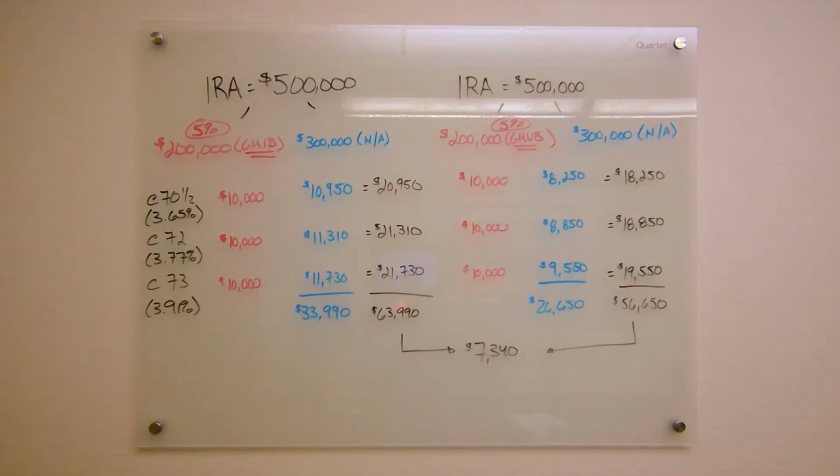Also, if you take into account that there is income coming from these annuities, this column here is showing you the taxable income over 3 years. Well, this person took out almost $64,000, whereas this one took out less than $57,000. That's a difference of $7,340 in taxable income.